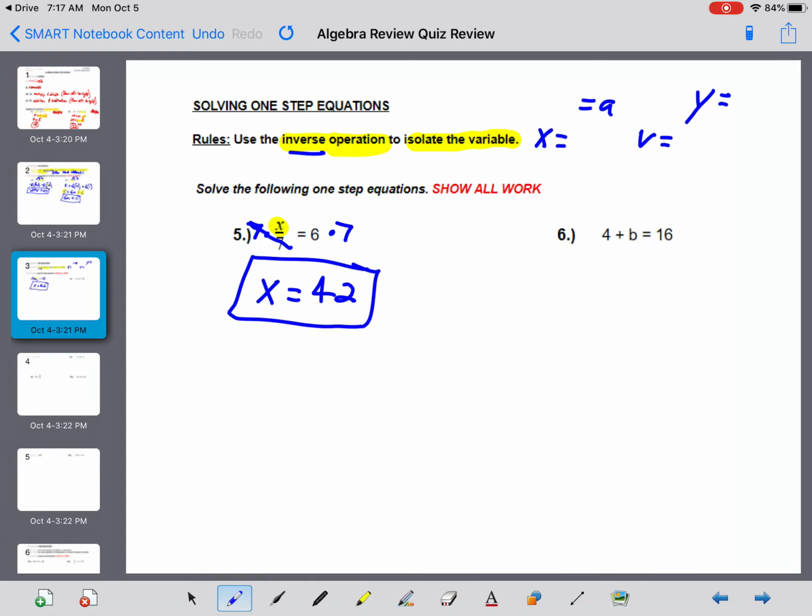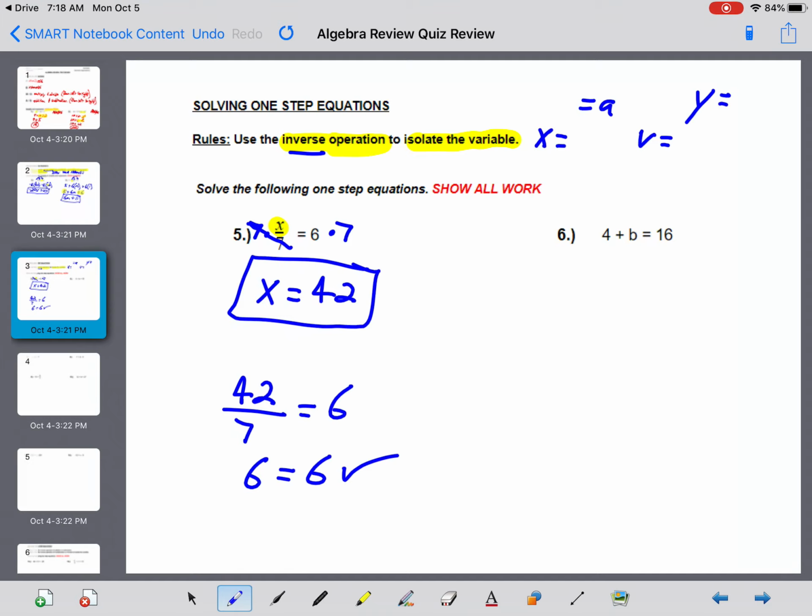Okay, and that makes sense because if I take the original and plug in 42 for x, 42 over 7 equals 6, and 42 divided by 7 is 6. So it checks out. 6 equals 6.